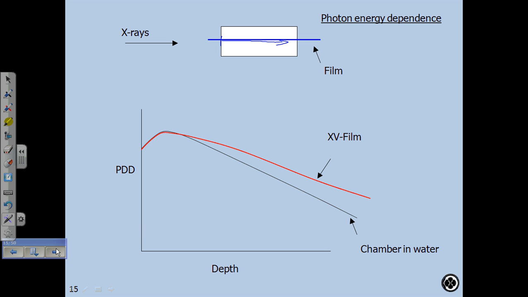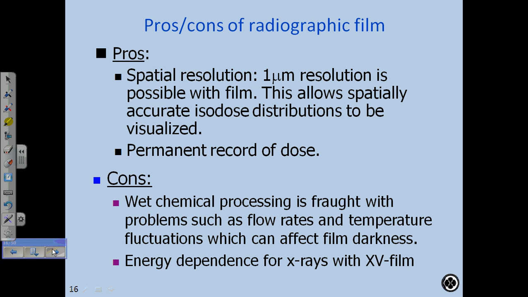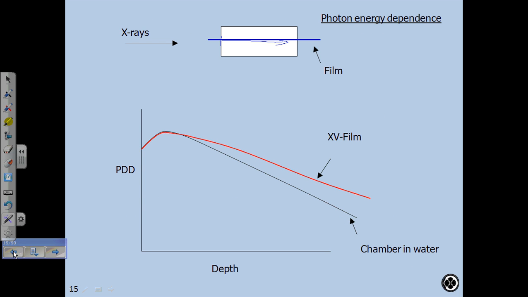Okay. So basically, the film is darker. That's what it's telling you. The film becomes darker for a certain depth. The XV film will be darker, and it'll be darker because of this K edge, because of this extra absorption that is going on at low energy, from the low energy photons.